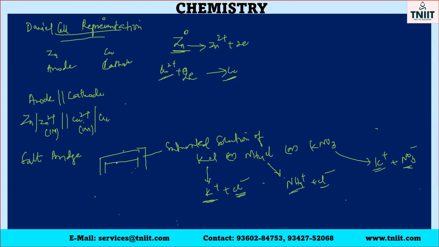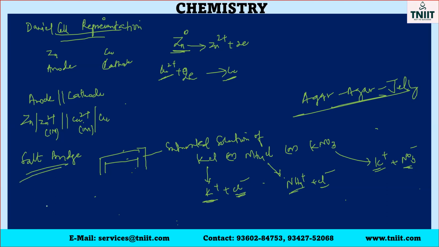Along with this, to hold this, they use a gel called agar-agar jelly. Otherwise, if it's only a solution, the solution will come out of it. Therefore, a jelly is used to keep this in a salt bridge, a bent glass tube, which contains a saturated solution of potassium chloride or ammonium chloride or potassium nitrate.